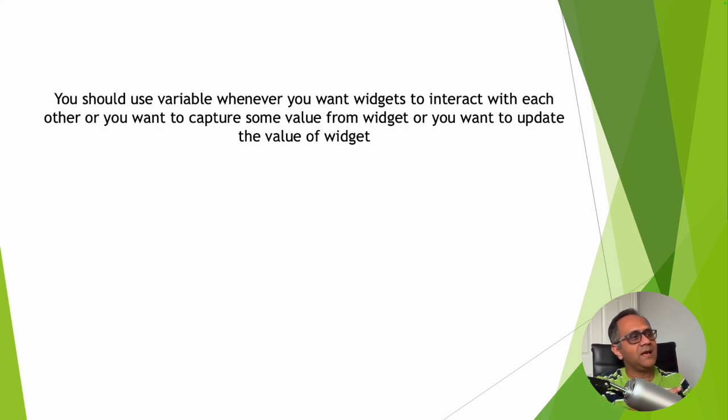But the point is, whenever you want to create a relationship between two widgets or multiple widgets, you should use a variable. Or if you want to capture some value from a widget, then also you should use a variable. Or say you want to set some value on a widget. Let's say you have a text area, or a text entry box. You want to set some value there, then also you should use a variable. That is a good practice and best practice when you do this GUI programming.